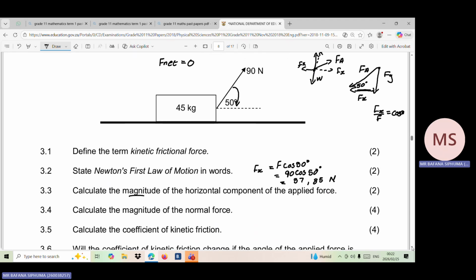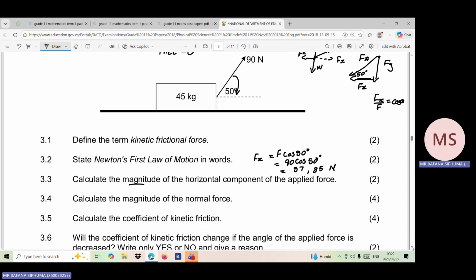Let's proceed. Then the second question says 3.4, calculate the magnitude of the normal force. Magnitude of the normal force.